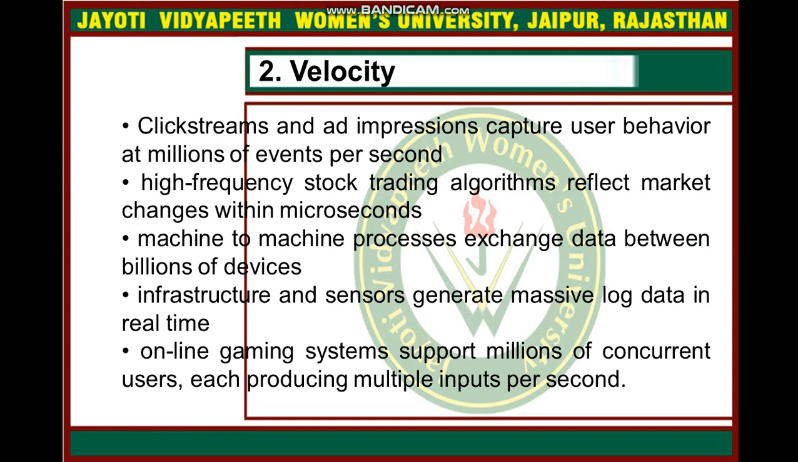Now come to the next, that is velocity. Clickstreams and ad impressions capture user behavior at millions of events per second. High-frequency stock trading algorithms reflect market changes within microseconds. Machine-to-machine processes exchange data between billions of devices. Infrastructures and sensors generate massive log data in real time. Online gaming systems support millions of concurrent users, each producing multiple inputs per second.